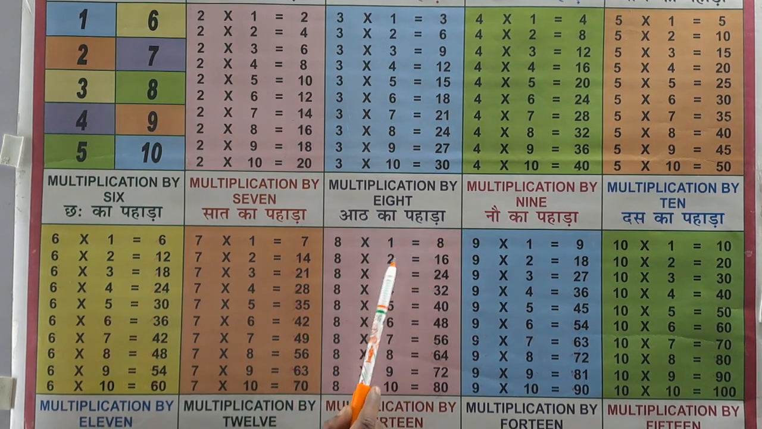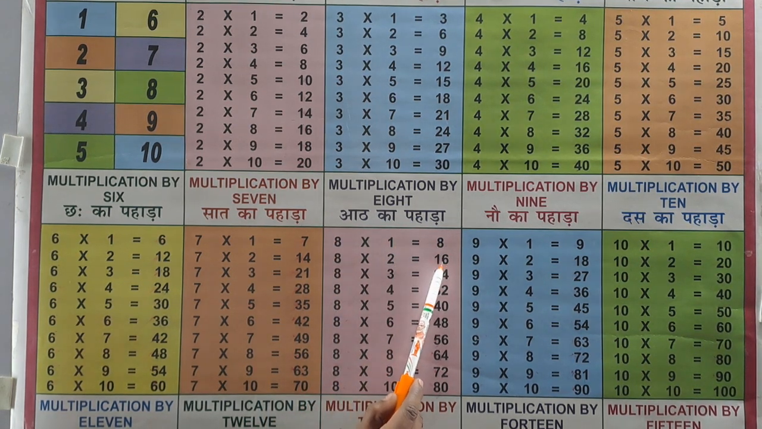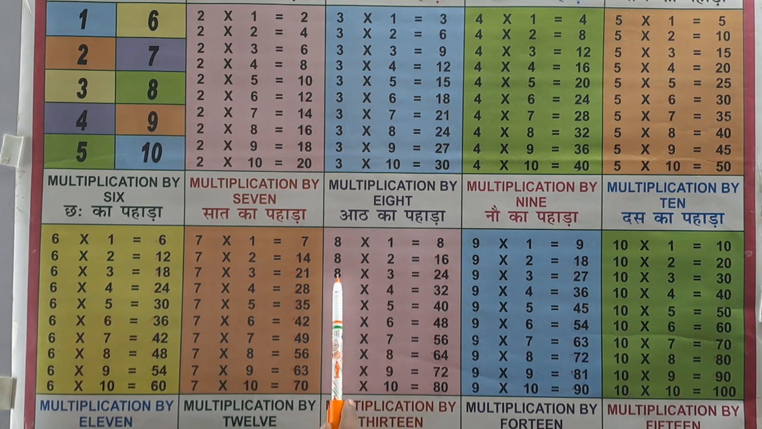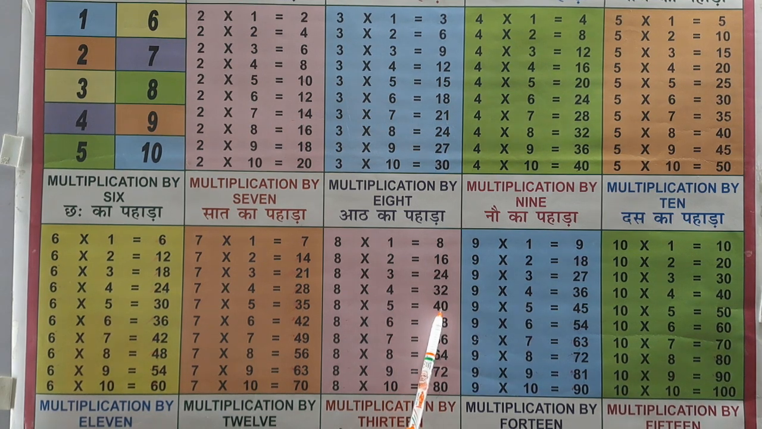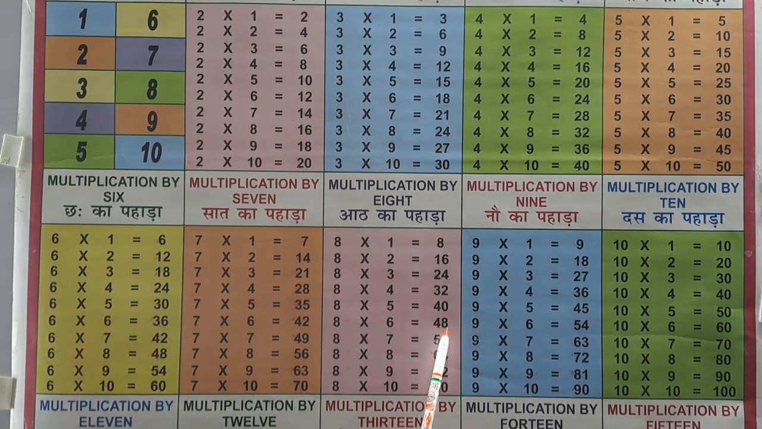8 twos are 16. 8 threes are 24. 8 fours are 32. 8 fives are 40. 8 sixes are 48.